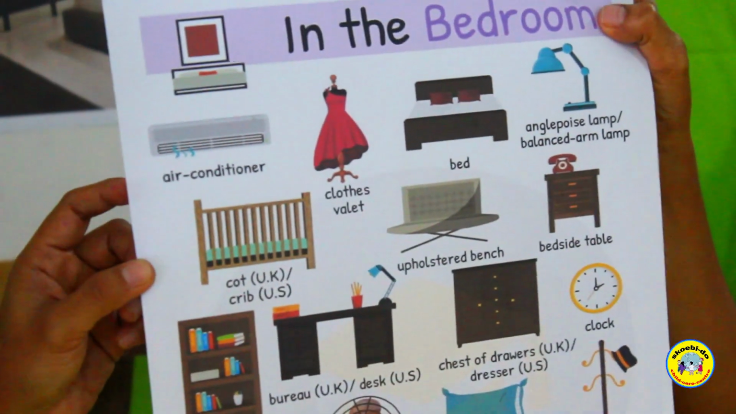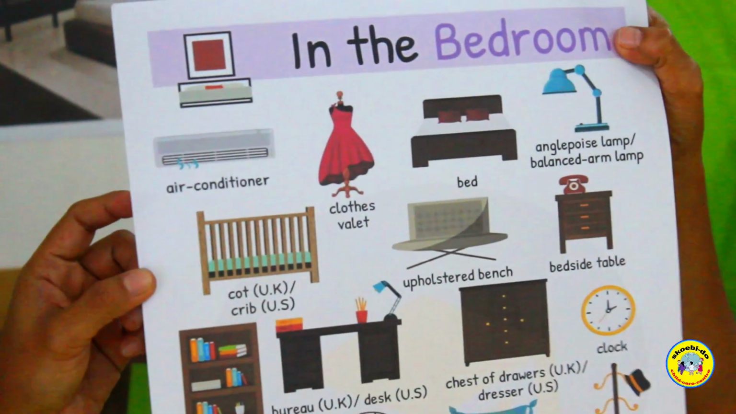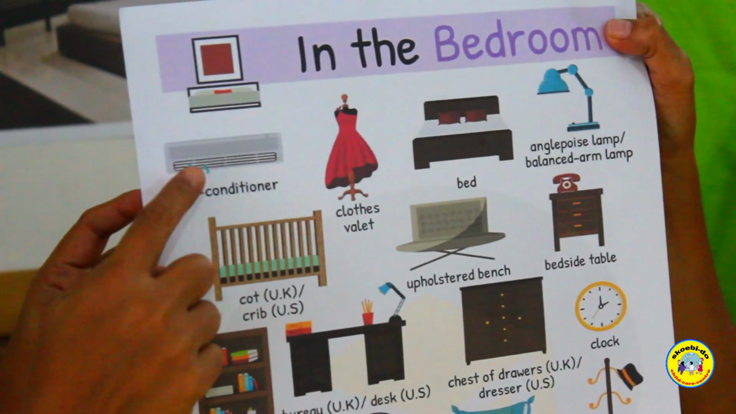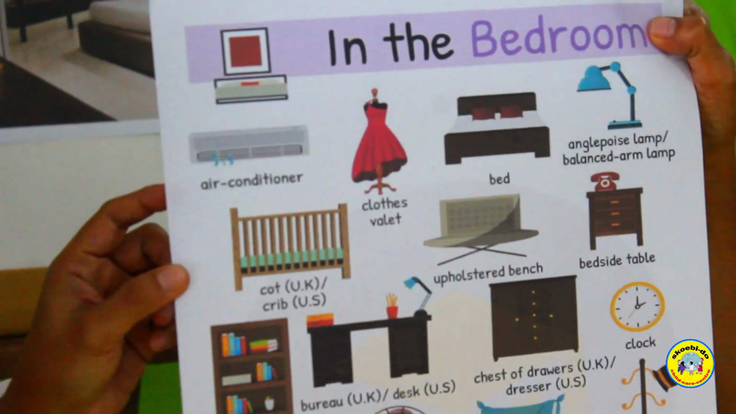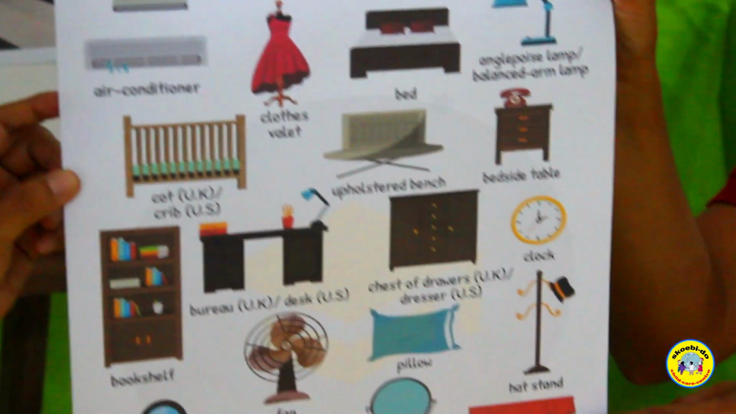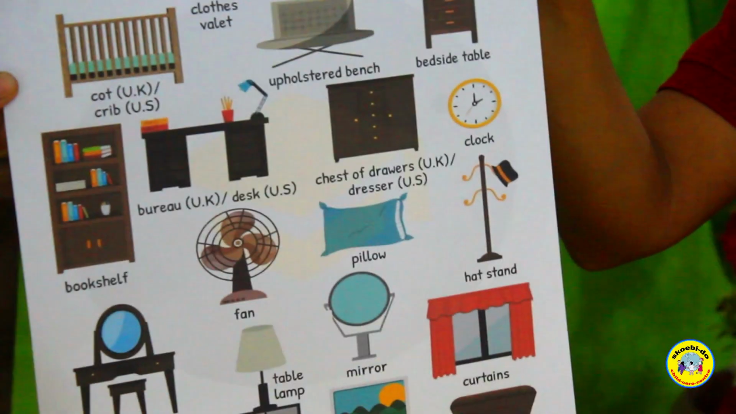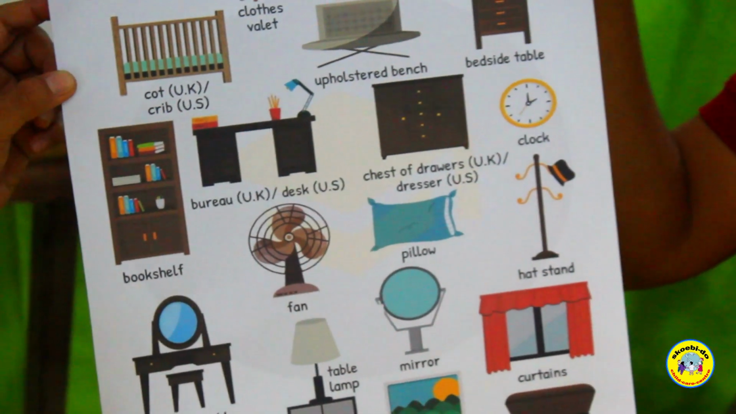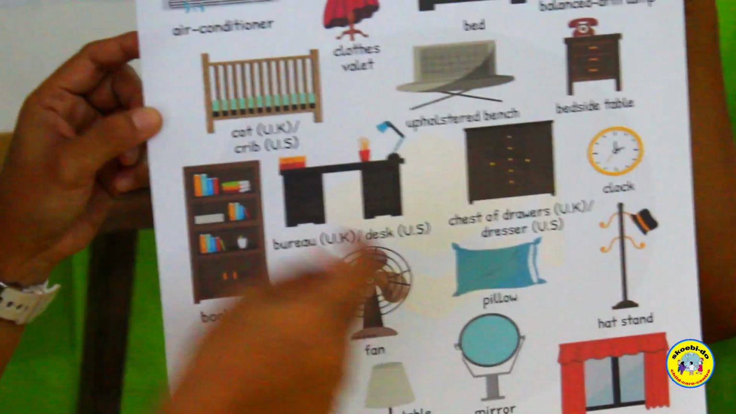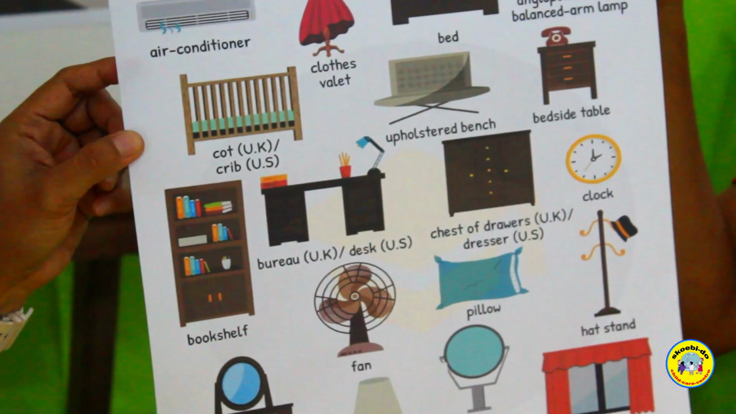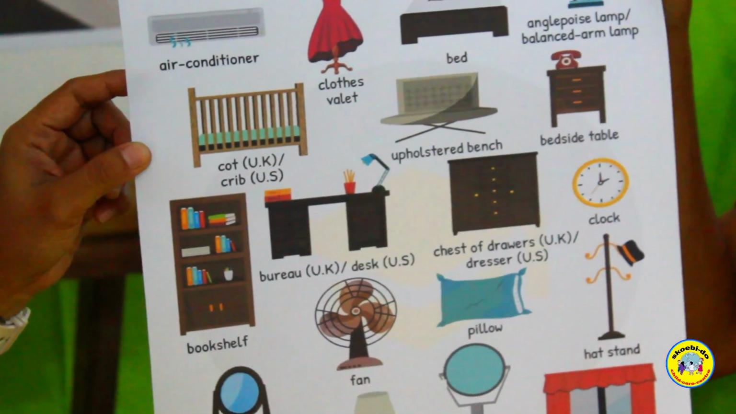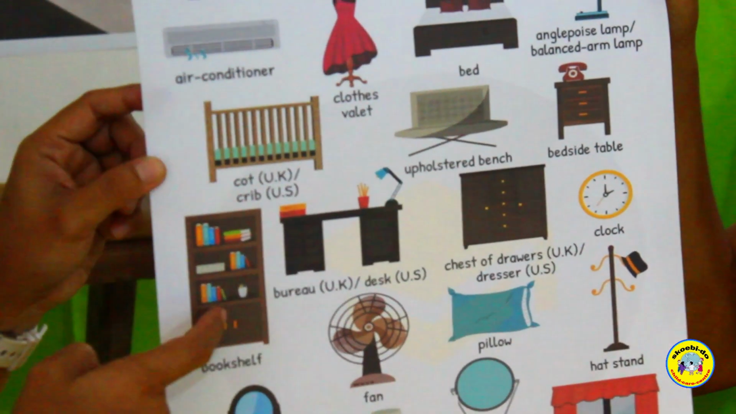What is that, Miss? Air conditioner. Look at this picture. Wow. Alright, what else, Miss? Curtain. Very good. And I see a pillow. Wow, a pillow. Me too. Alright, next, I see a bookshelf.